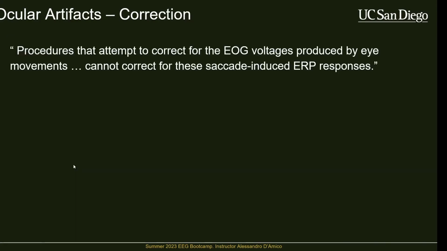So how do we correct for these? This is an important quote from Steve Luck's book: "Procedures that attempt to correct for the EOG voltages produced by eye movements cannot correct for these saccade-induced ERP responses." What this means is that we can account for the artifacts generated by the fact that the eye is a dipole, for example. We can model that and try to regress it out of our data or use ICA to remove it from our data.